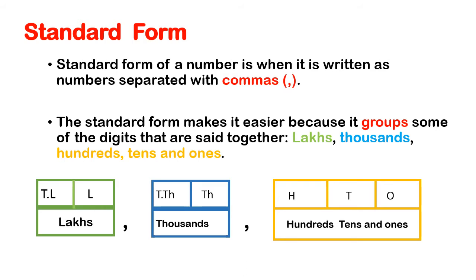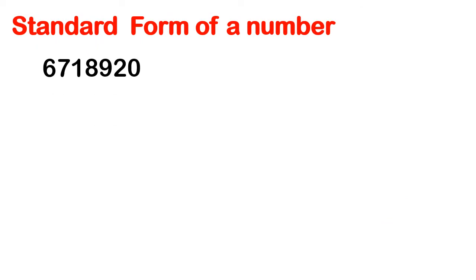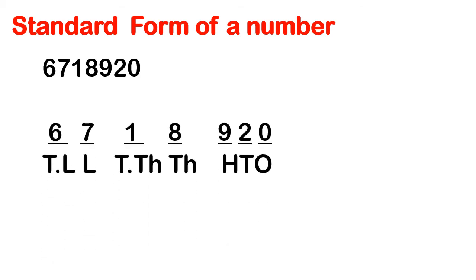Then we have to put commas in between these groups. So we have to put commas in between lakhs and thousands group, then in between thousand group and hundreds, tens, ones group. We'll see one example. Now we have to change the given number into standard form. So the first step is we have to write the place value: ones, tens, hundreds, thousand, 10,000, then lakhs, 10 lakhs.